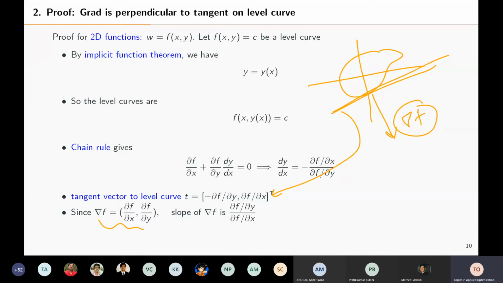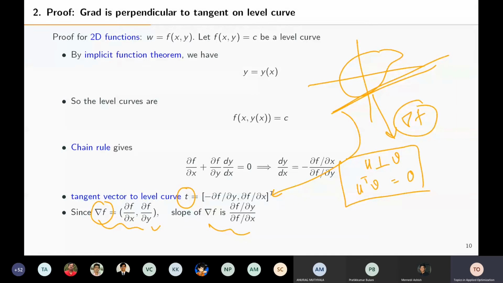So the gradient is given by del f by del x, del f by del y, that is known. So the slope of this is this. Now it's a question of whether the vectors are perpendicular or not. That is what we started with. If you take the dot product of the gradient of f with the tangent vector, it will come out to be 0, and that would mean the vectors are perpendicular. A vector u is perpendicular to v if u transpose v is equal to 0. That's how we know from linear algebra that two vectors are perpendicular when their dot product is 0.